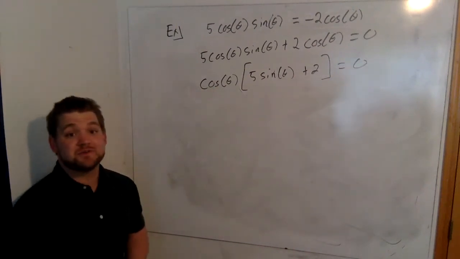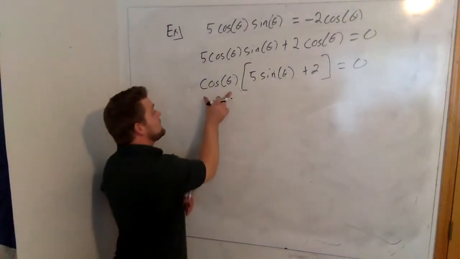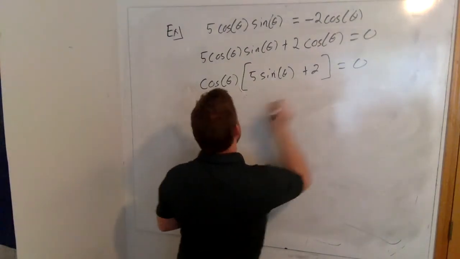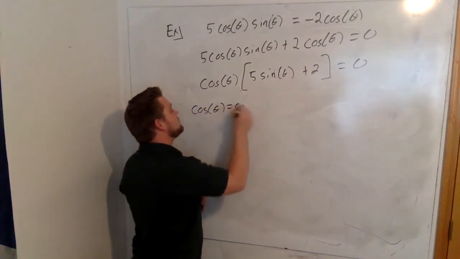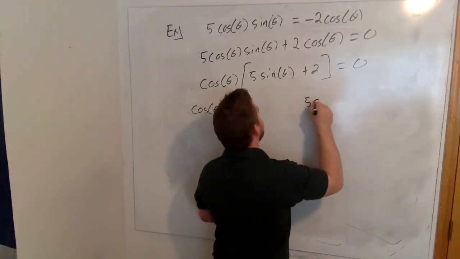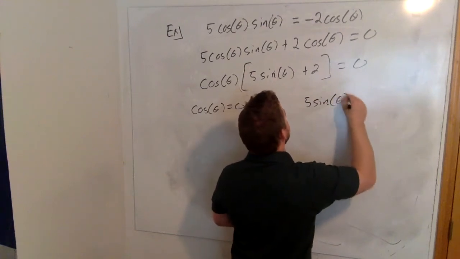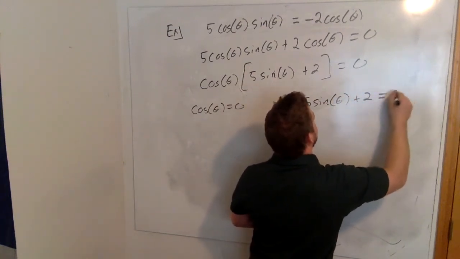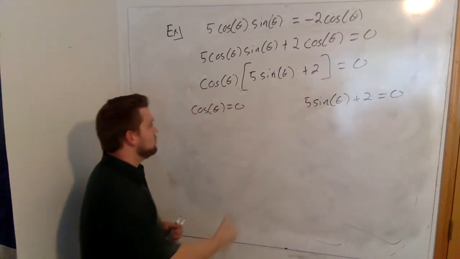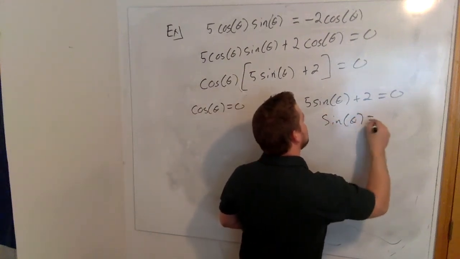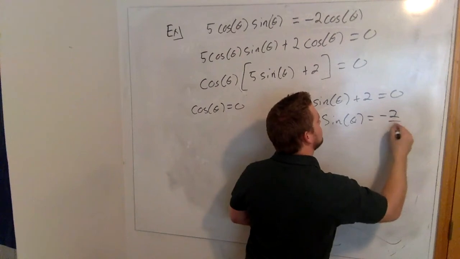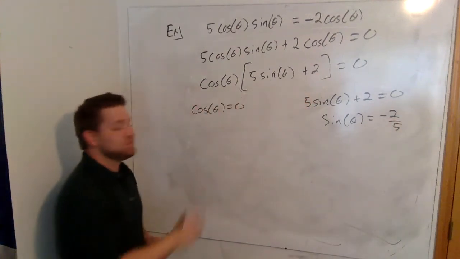Now we're going to use the zero product property. I have two things being multiplied to give you 0. So this says that cosine of theta could be 0, or we could have 5 sine of theta plus 2 equal to 0. Or this is the same thing as saying that sine of theta could be equal to negative 2/5. So we have both of these that we need to solve.